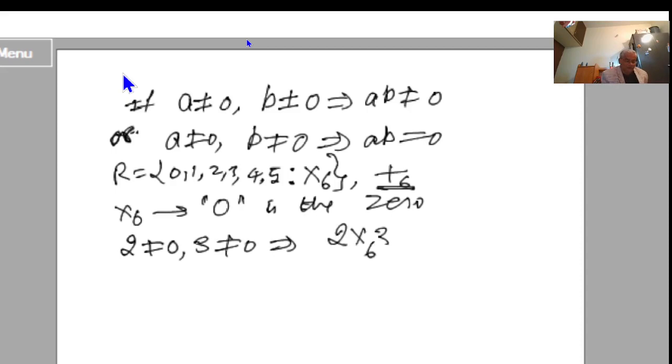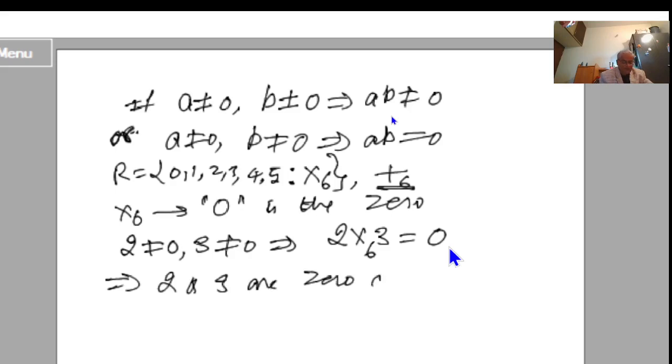2 cross 3 is equal to 0, because 2 into 3 equal to 6, and 6 divided by 6, the remainder is 0. So A not equal to 0, B not equal to 0, but we are getting AB equal to 0. Then we say that 2 and 3 are 0 divisors. So a ring may have 0 divisors.